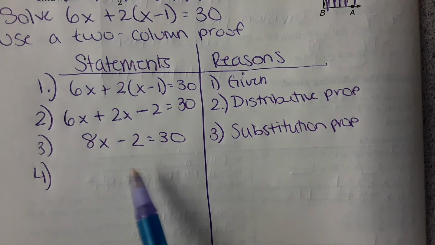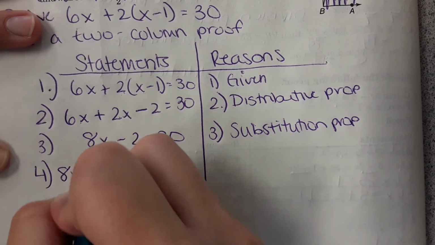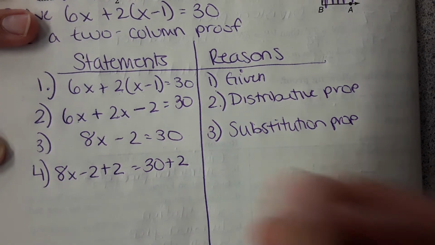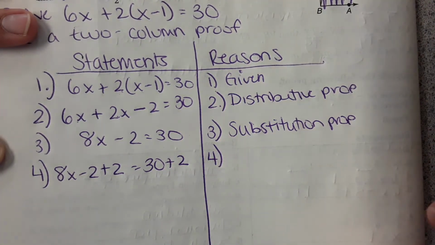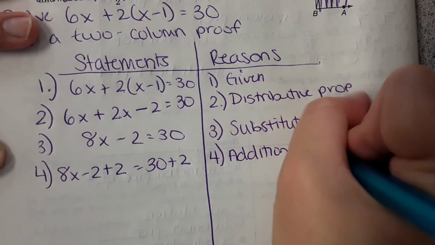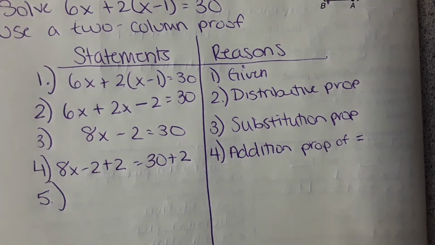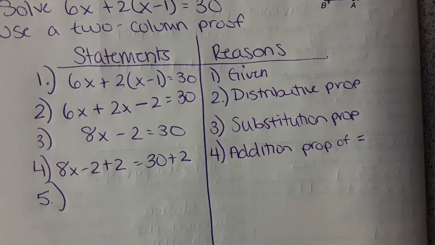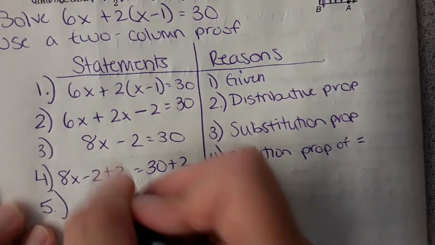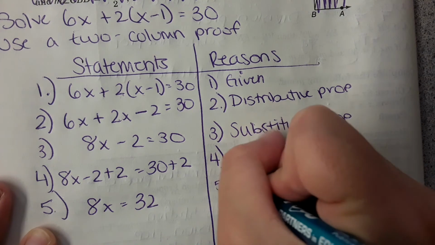Next step would be to add 2 to both sides. So I'm going to show that here. And the reason is addition property of equality. Then from here, just combining like terms to simplify it. Substitution.